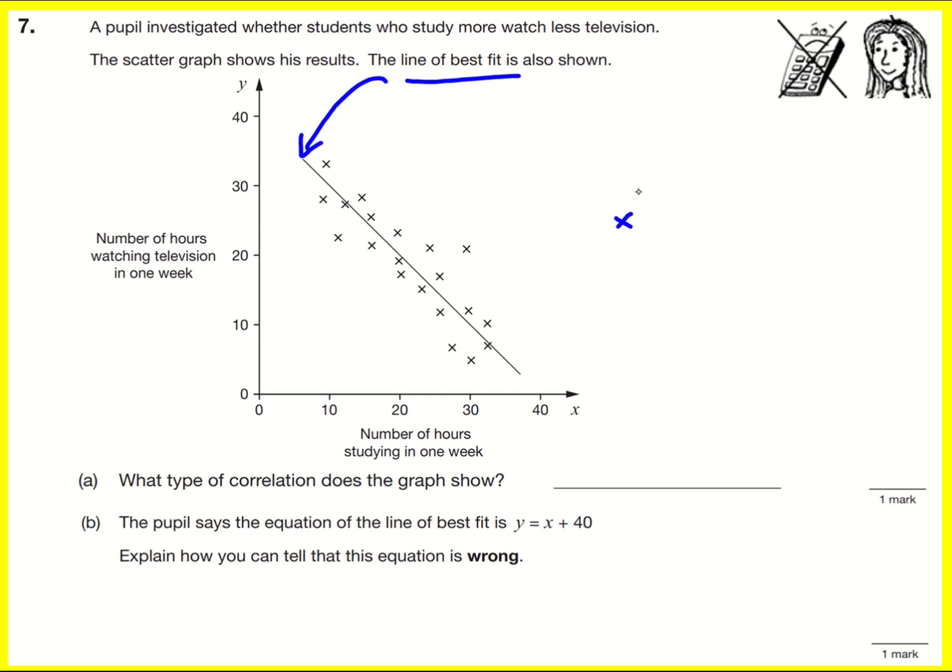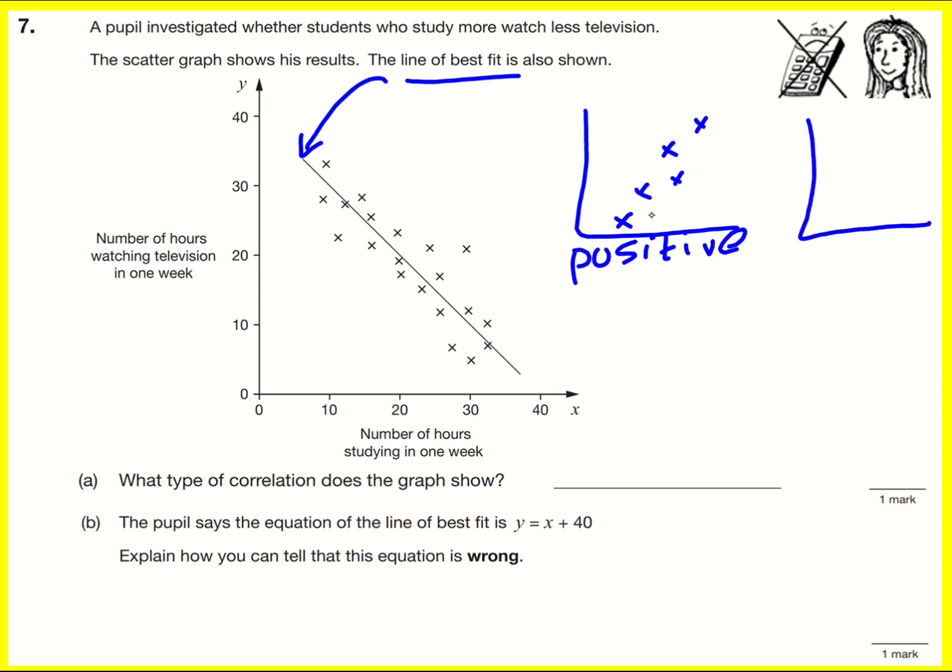Well, there's basically three types. There's ones where it kind of goes like this, and that is called positive correlation. Note the line of best fit would have a positive gradient. That's one way to think about it.